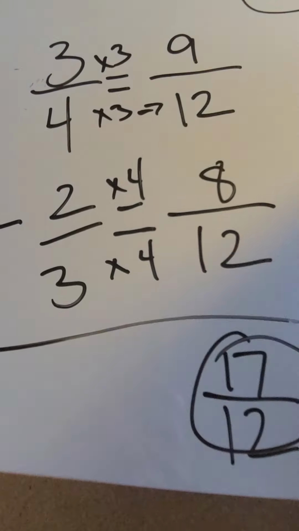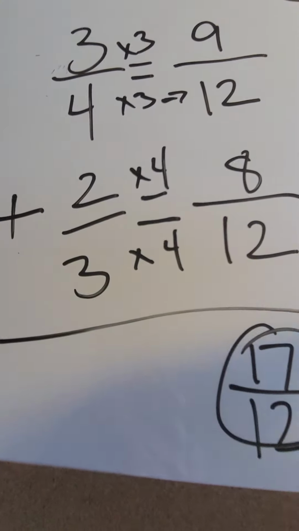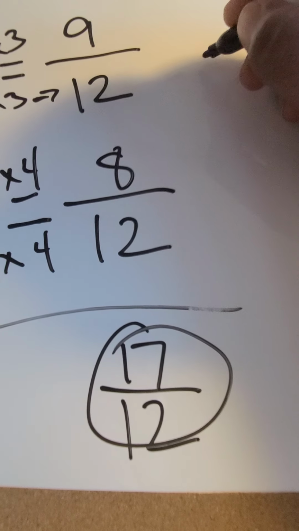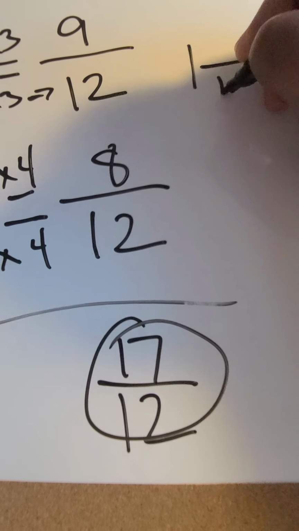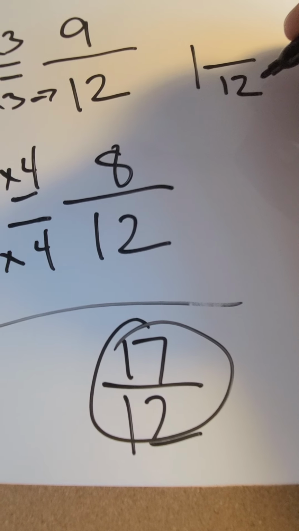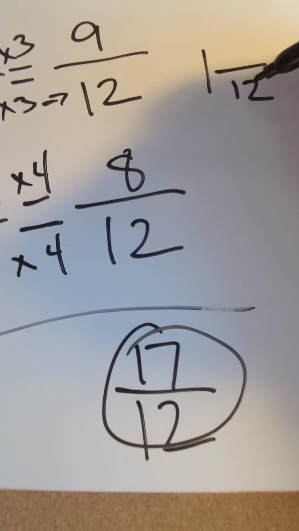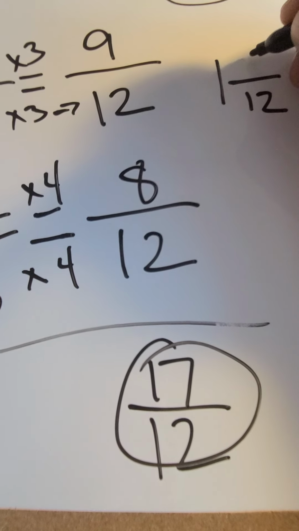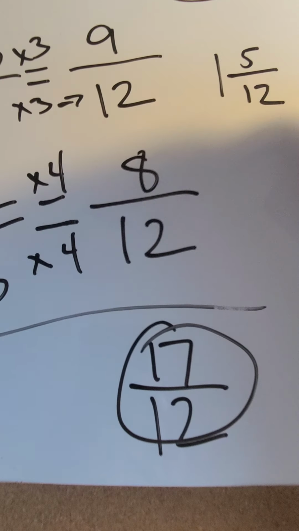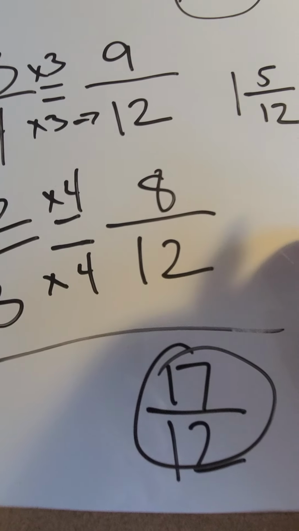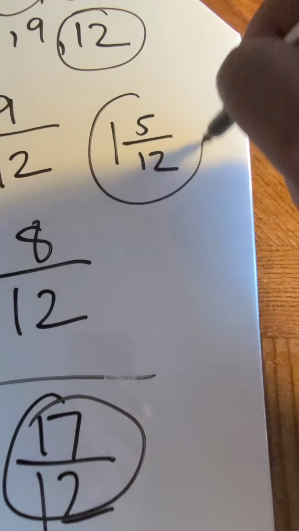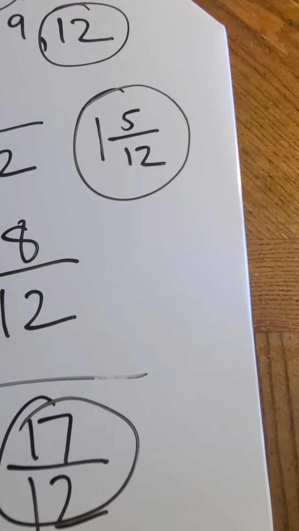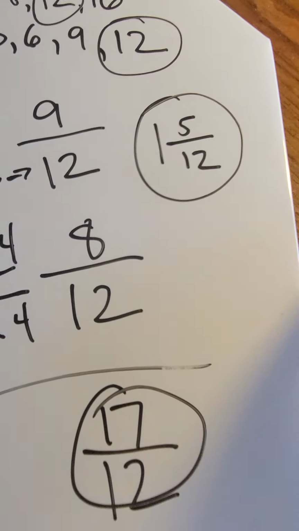Or we can write this as a mixed number, which would be: keep the denominator and say, okay, 12 times 1 is 12, plus what gives you 17, which would be 5. So our mixed number as an answer would be 1 5/12. That's addition.